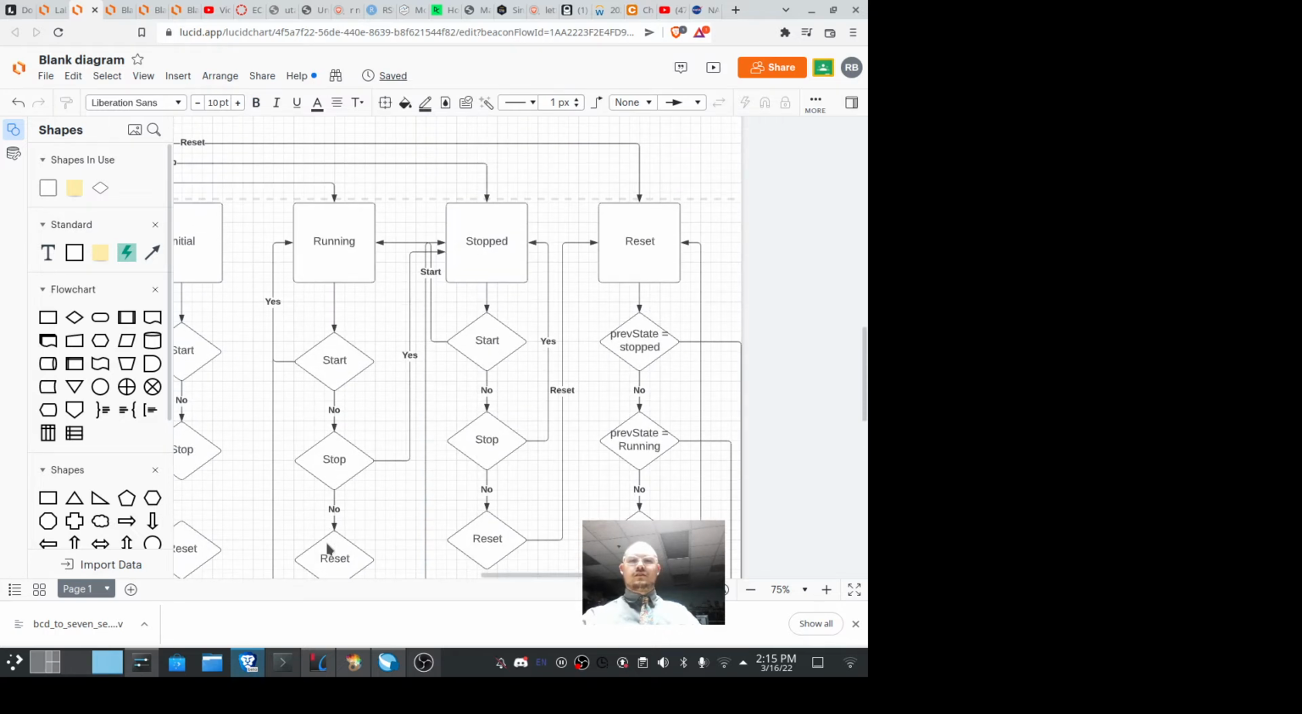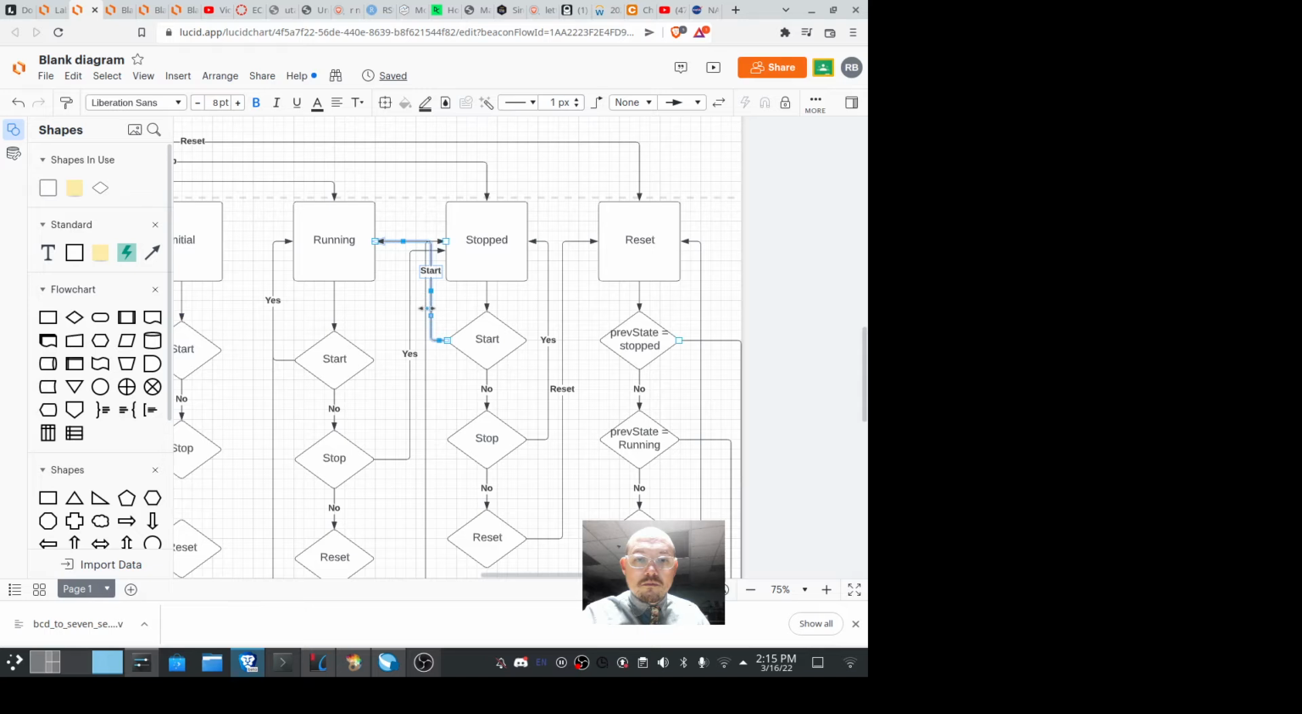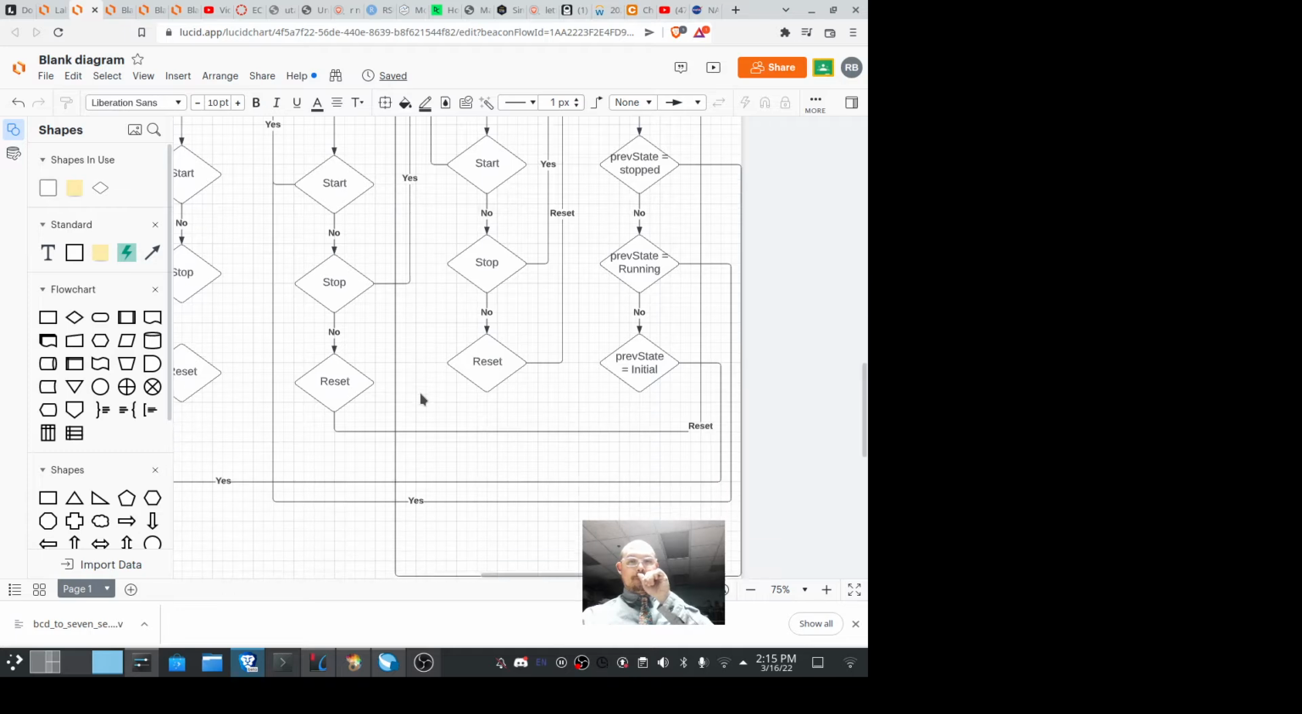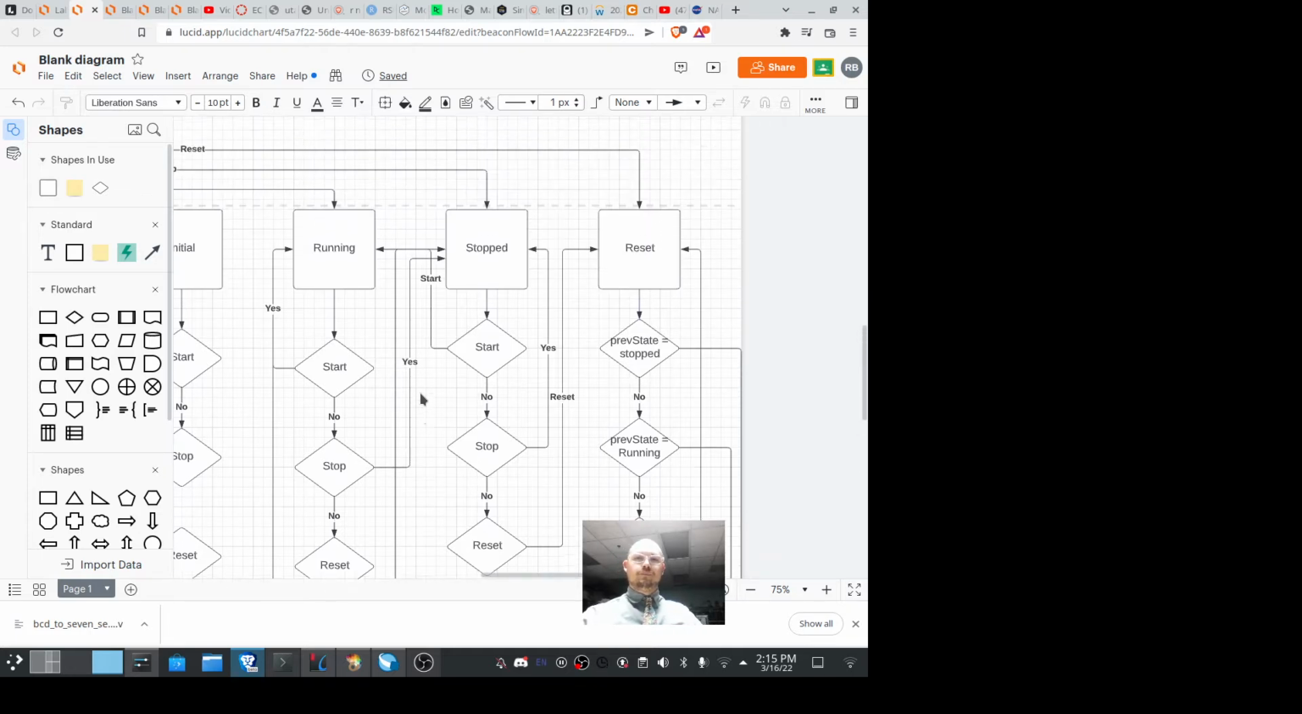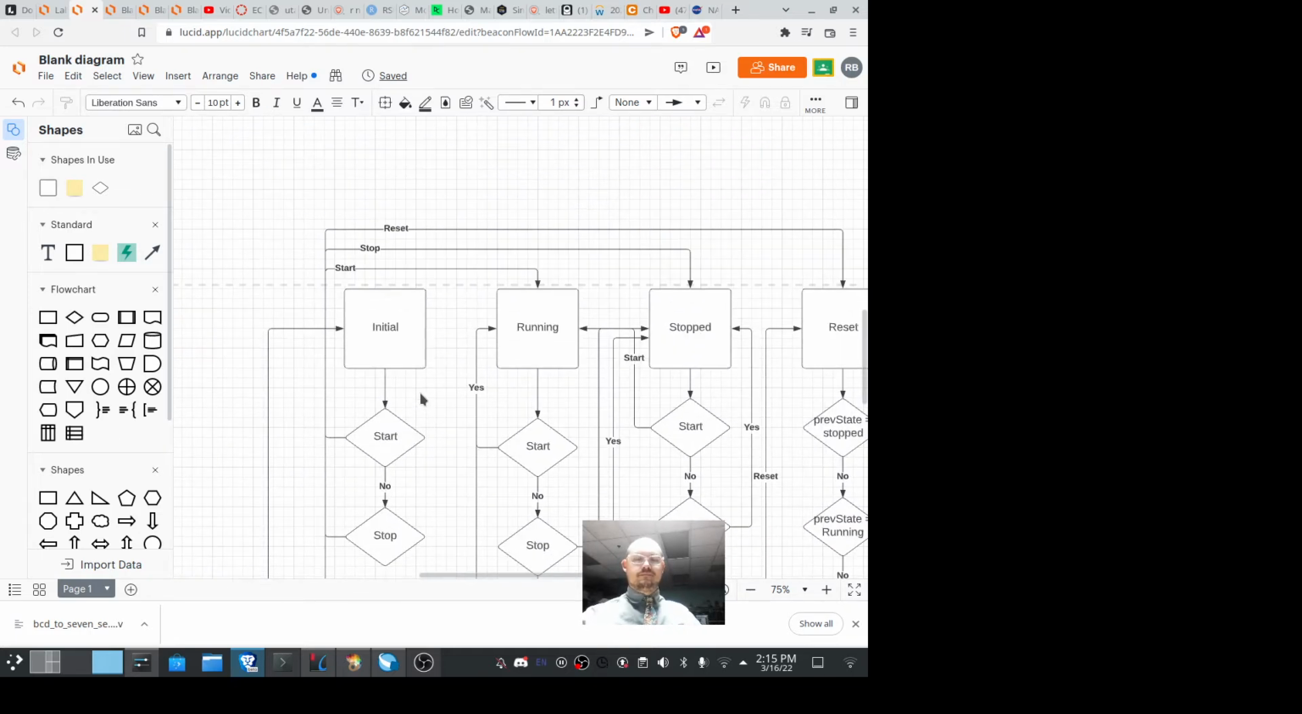Okay, so those are our states. That describes our state transition. I mean, that looks a little awkward, but oh well. You get the general idea. And now we need to describe the data that's in each of these states.